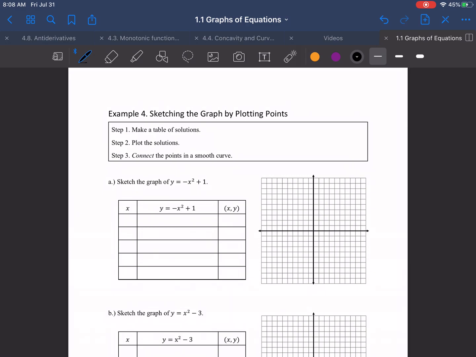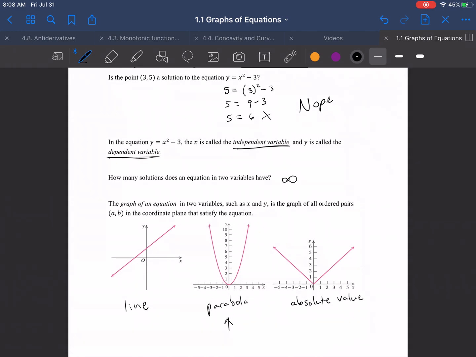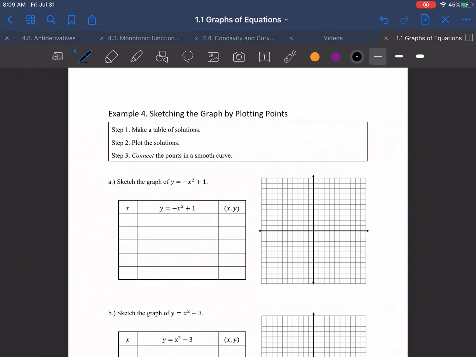It's going to be a parabola, so it's going to look like this one here, not necessarily pointed upwards, but that kind of a shape, because I see that x squared there. But let's go try some points. So let's just start with something. Let's start with negative 2. If we plug that in, we get y equals negative of negative 2 squared plus 1, and that's going to equal a negative 3. So we get the point negative 2, negative 3.